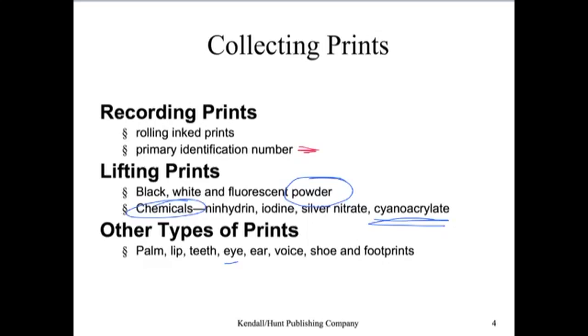Obviously, except for an eye, all these other ones, and voice, obviously, can be found at a crime scene. I guess you can find a voice at a crime scene if there's a voicemail message or something like that. Usually you're not going to find an eye print at a crime scene, unless you find the eyeball, in which case it's going to be pretty easy to find the person that one came from.